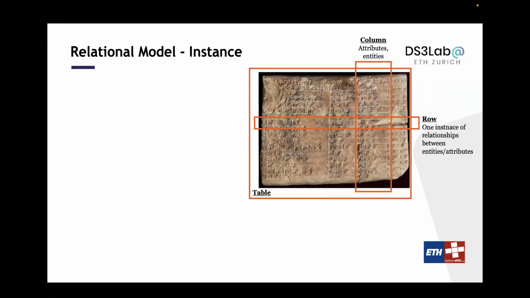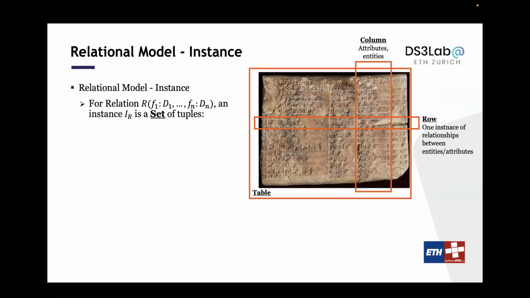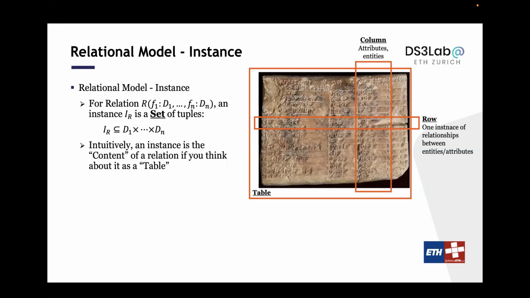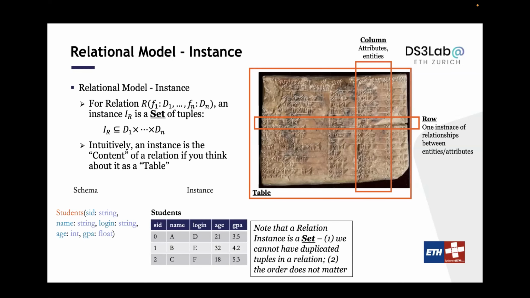And then there's the instance. They are the things you can actually put in your schema. An instance is pretty much a set of tuples that is consistent in type with your defined schema. If your schema has n different attributes, a relational instance would be a subset of this cross product. So intuitively, it is the content of this relation if you think about it as a table.